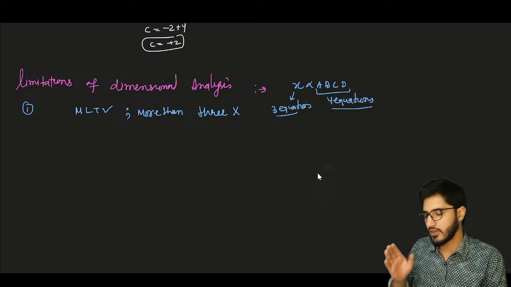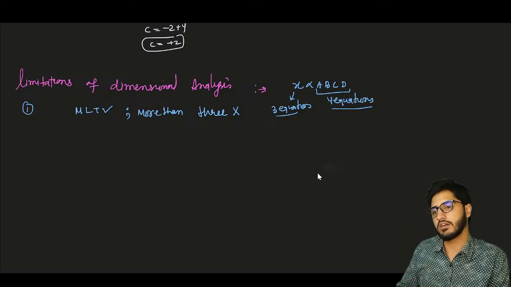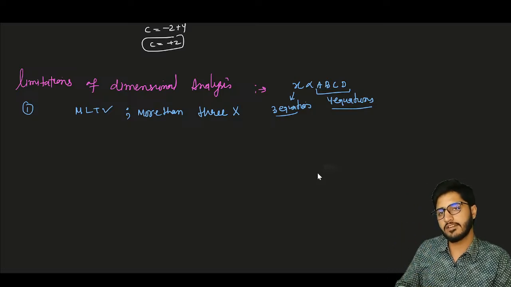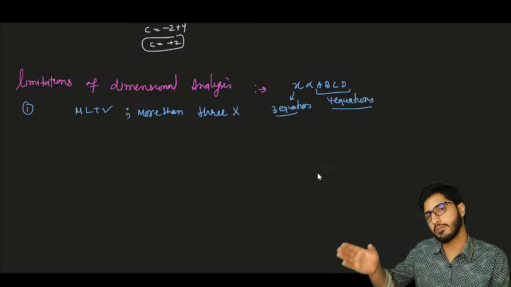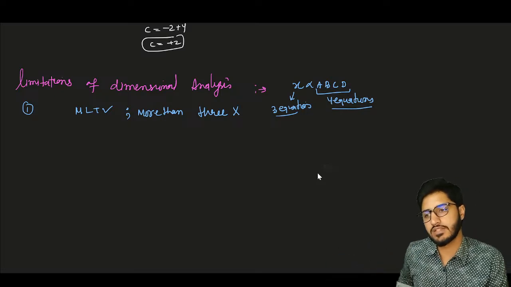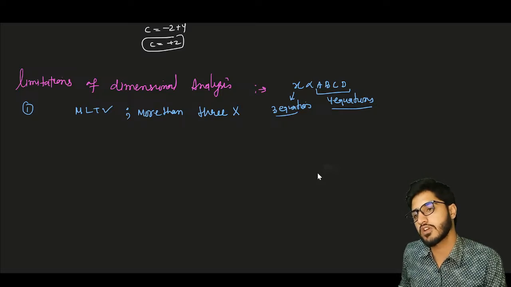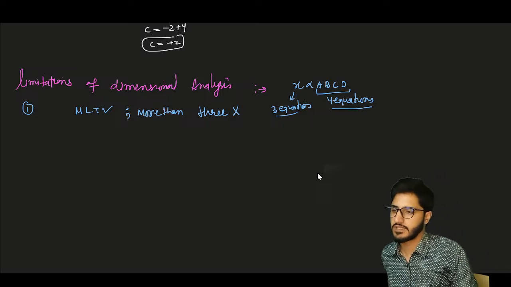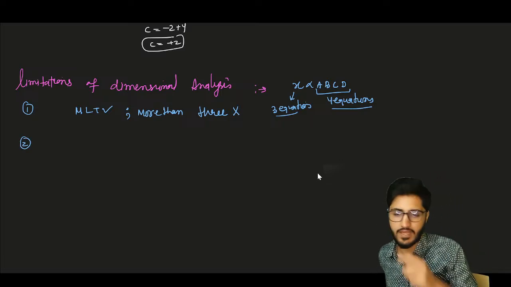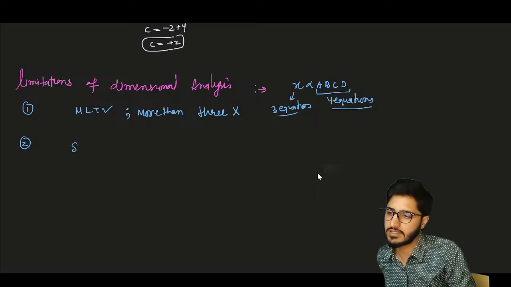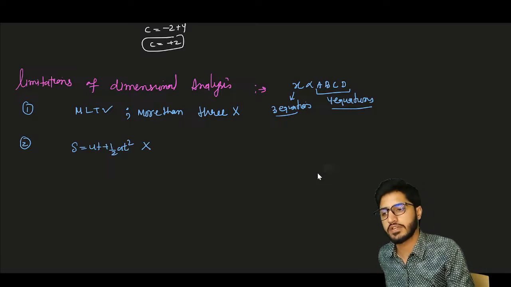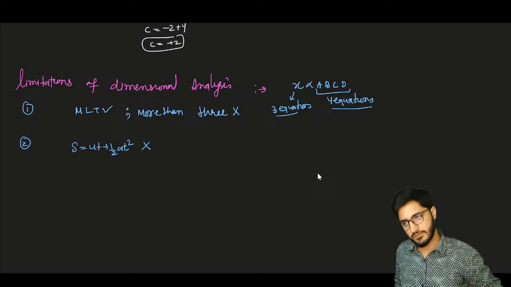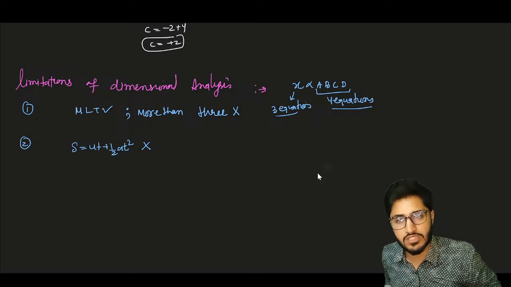We know that if we want the value of our variables, the number of variables should be equal to the number of equations. Here the number of variables is greater than the number of equations, so it is next to impossible to solve. Number two, if we have some addition type, let us suppose s is equal to ut plus 1/2 at square, it is the addition type, so we can't solve it. We can only solve the multiplication one.